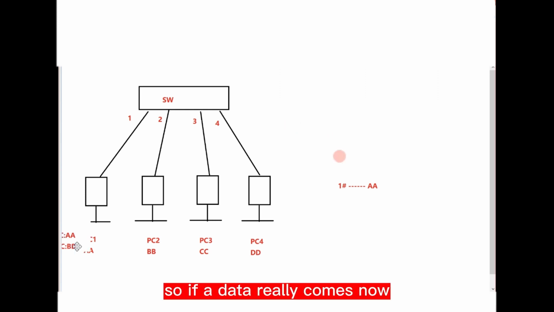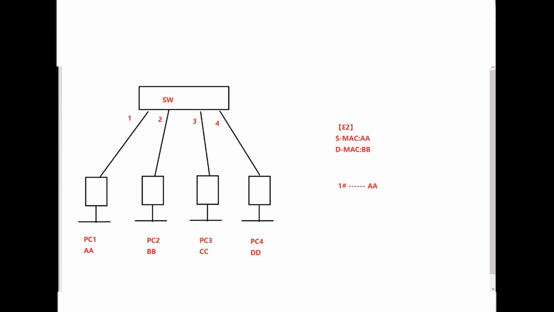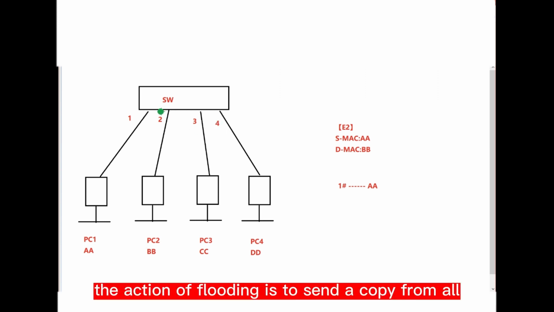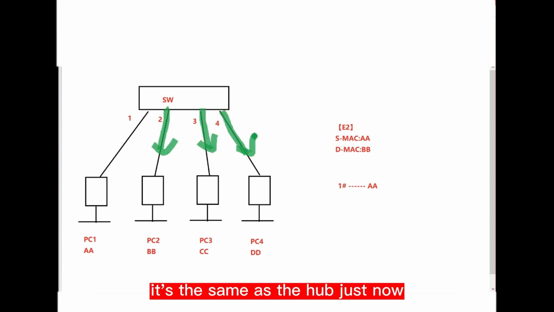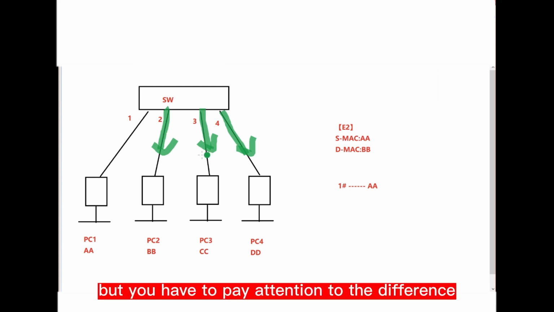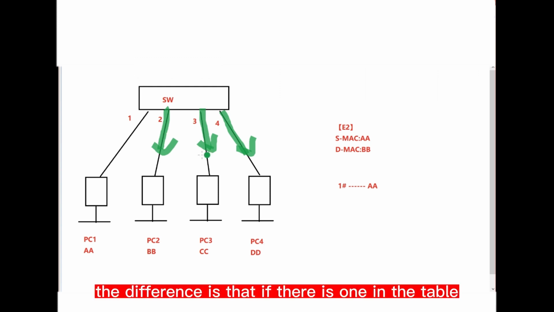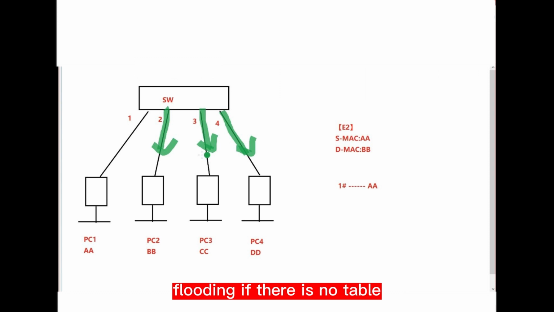So if data really comes in now and it doesn't recognize the destination MAC, it will perform flooding. The action of flooding is to send a copy out of all other interfaces. It's the same as the hub just now. But you have to pay attention to the difference: if there is an entry in the table, it will be unicast forwarded. Flooding if there is no entry.